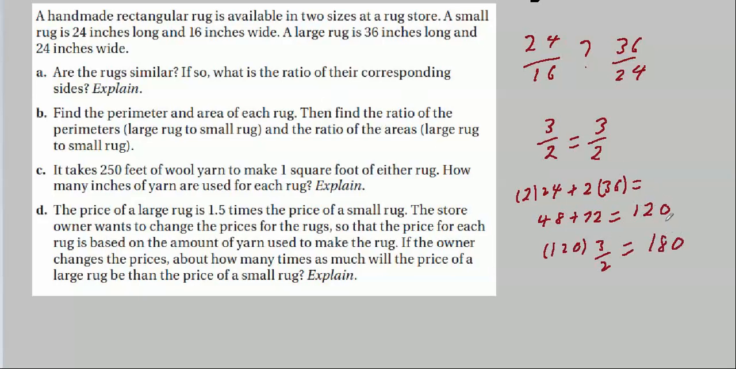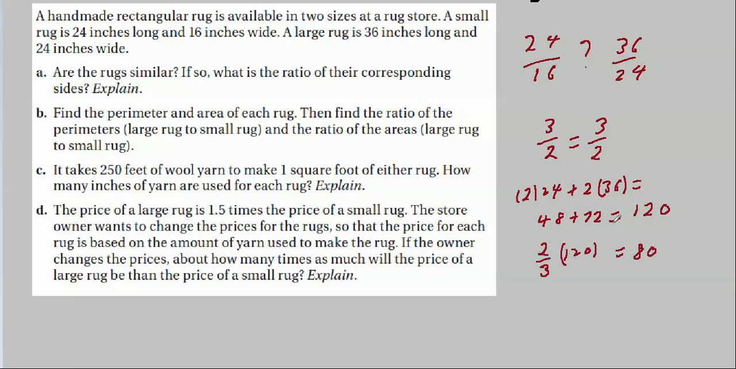Or, we can do it the other way. 2 times 36 plus 2 times 24. Well, I just made a dopey mistake. 24 and 36 are the dimensions of the large rug, not the small one. If I want the perimeter of the small rug, I need to multiply 120 by 2/3. Yeah, this is 40 times 2, and that's 80.